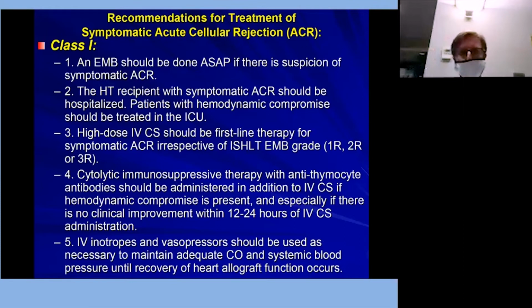We will use whatever it takes to maintain adequate perfusion, whether that's inotropes or mechanical support in these patients. And this is a very reversible cause of heart failure. So we have a low threshold to throw everything but the kitchen sink at these guys, because they often will recover with time and treatment.